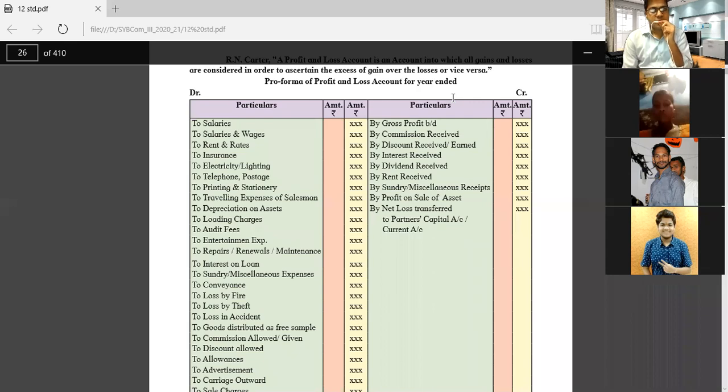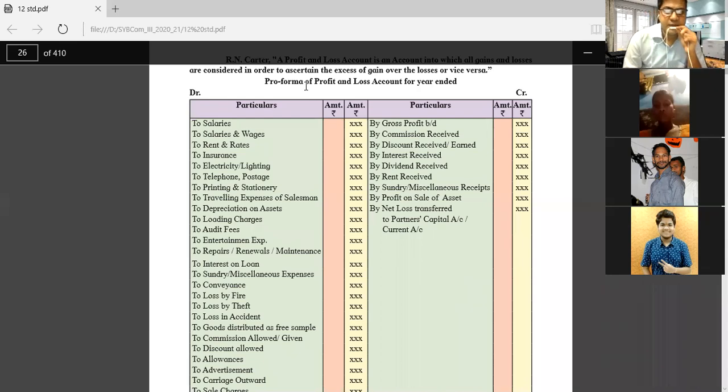Under the profit and loss account, the partnership firm's business expenses we will record on the debit side of the profit and loss account. And on the credit side, we will record day-to-day business incomes, non-business incomes and business incomes also.